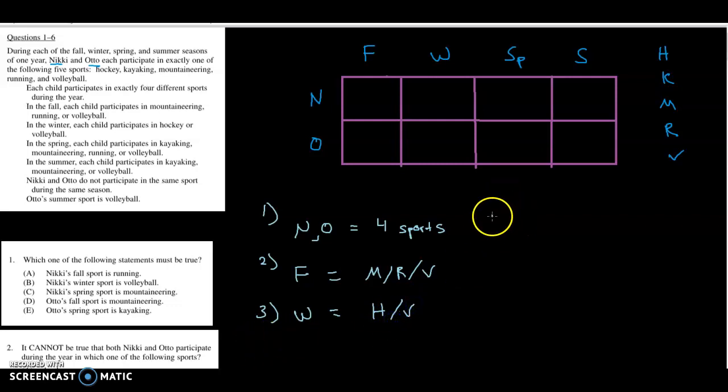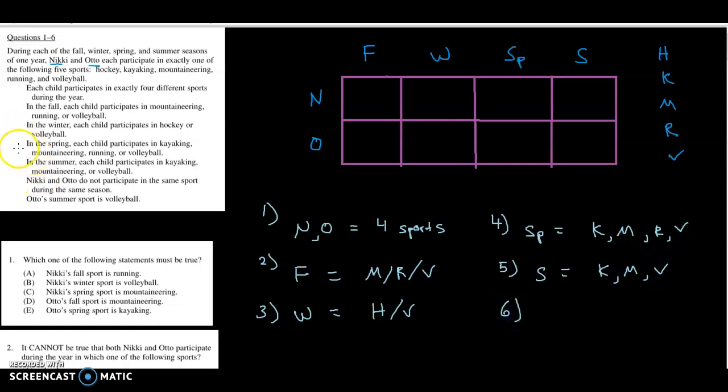So let's look at rule number 4. That says in the spring, each child is either kayaking, so K, M, R, or V. All right, rule 5, summer. What's going on here? Kayaking, mountaineering, or volleyball. Kayaking, M, or V. And finally, rule number 6. Well, not finally, there are 2 more. N and O do not participate in the same sport during the same season. So N, O, different.